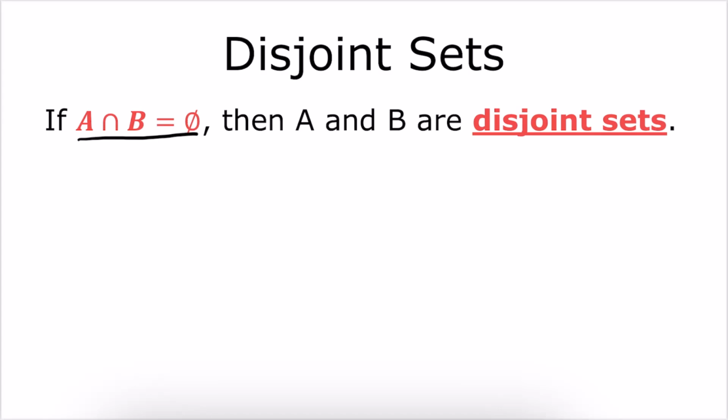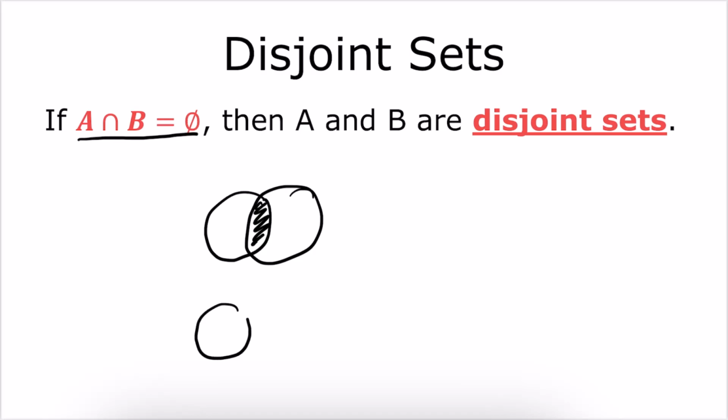And if we were to draw a Venn diagram of that, that basically means that this region in the overlap of A and B is empty. So there is no overlap, which means you could actually draw the Venn diagram like this, where sets A and B are totally separate from each other because there is no overlap between them. And so if two sets meet that requirement, then we say that those two sets are disjoint.